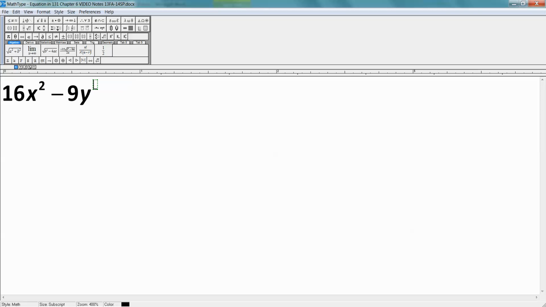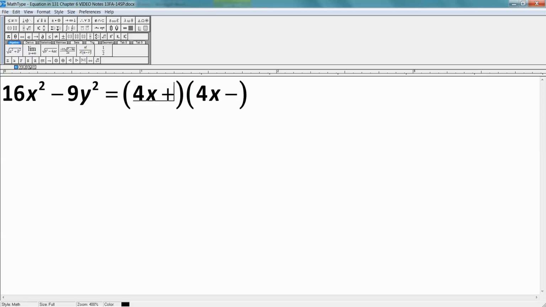There we go, minus 9y squared. Okay, so it's going to be two parentheses. Now you need to take the square root of 16 because you need a number that when you multiply it by itself will get you 16. That's 4. So 4x and 4x, one's going to have a minus, one's going to have a plus. That's how you're going to get negative 9 here.